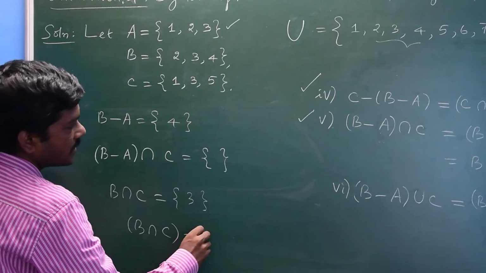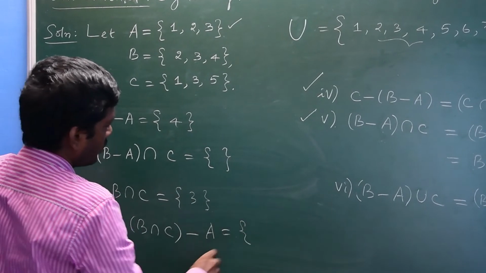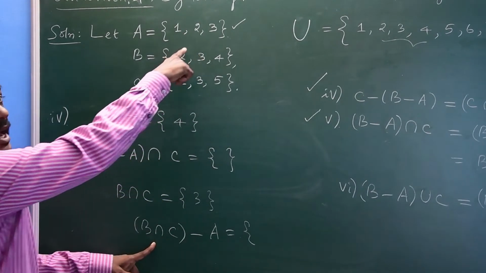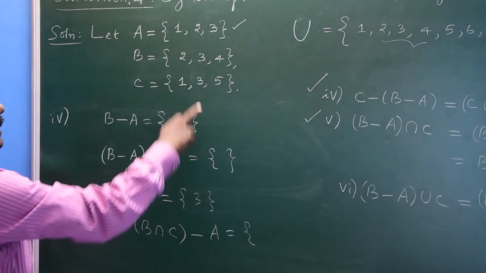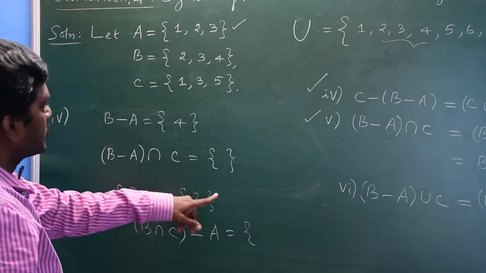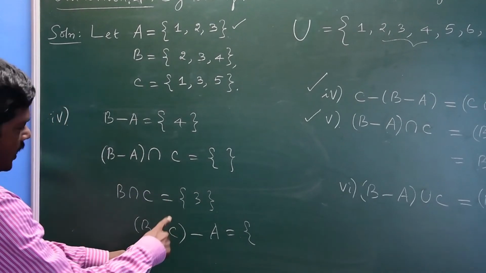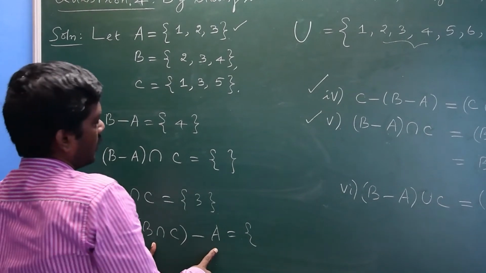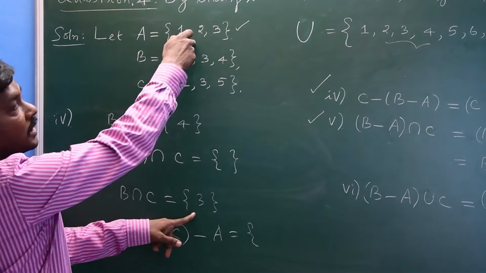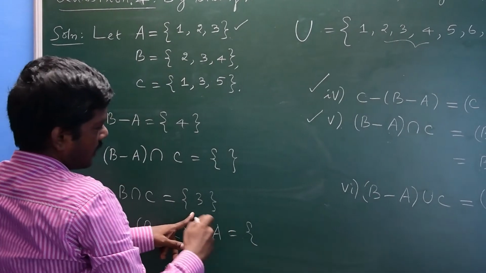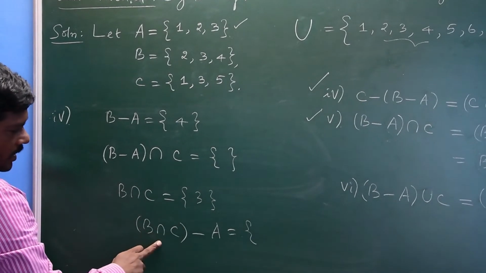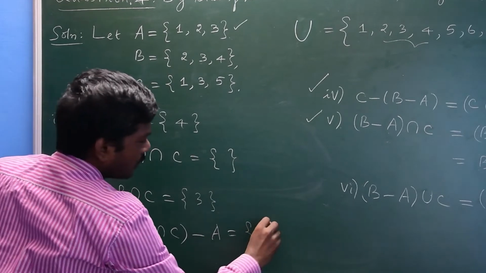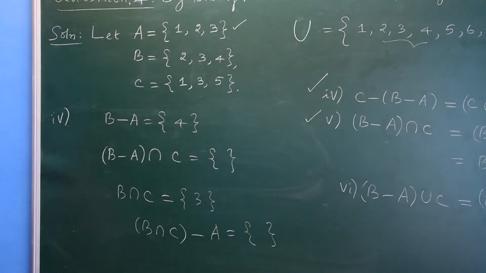Now B intersection C minus A. So elements which are in B intersection C but not in A. So what are they? Elements in here but not in A. Now 3 is here, so what will we get? That is also empty, right?